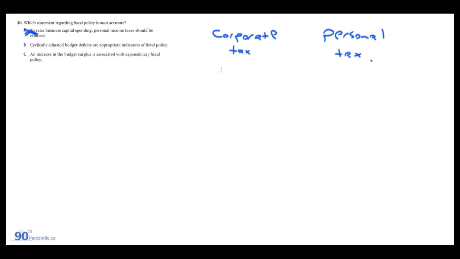So decreasing corporate tax will incentivize businesses to invest more. They get to keep a lot more of their profits, so they can either hire more, or they can reinvest the money that they're saving on taxes. So there's kind of an indirect relationship between the impacts of corporate tax and personal tax.